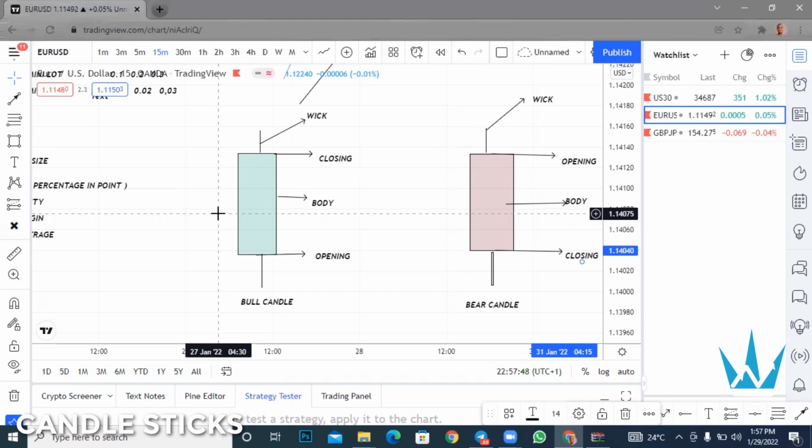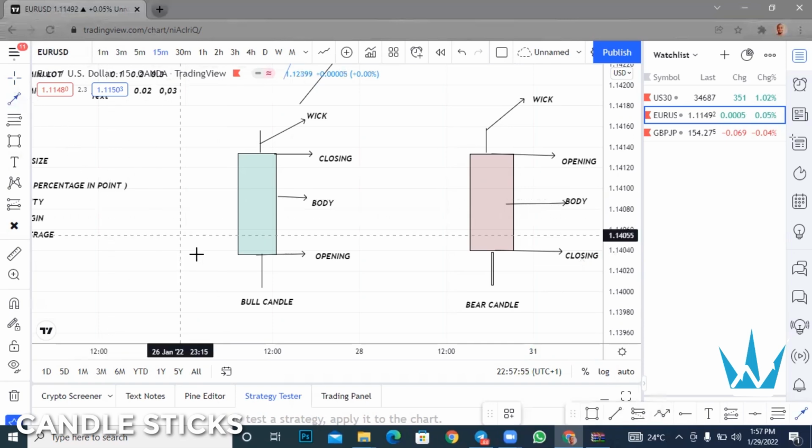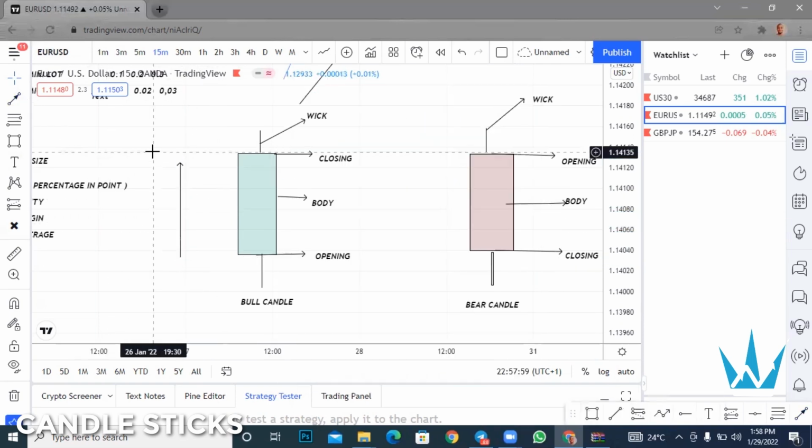And one thing I want you to pay attention to is the opening and closing. How does a bull candle form? A bull candle forms this way because it prints on the chart.